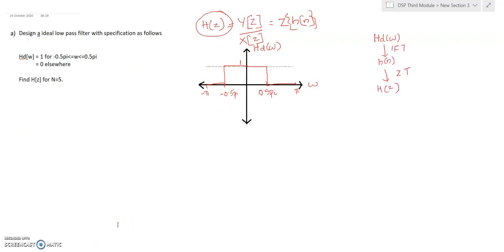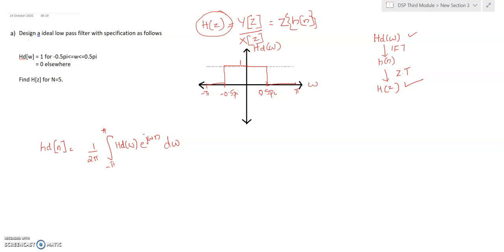To sum up what will happen in this program, we can make use of this diagram. You are given H_d of omega. Using the inverse Fourier series, or the inverse Fourier transform concept, we convert H_d of omega to h of n, and that h of n will be converted to H of z using the z transform. Like I said before, the ultimate aim of designing a filter is to find the transfer function of the system, which is H of z.